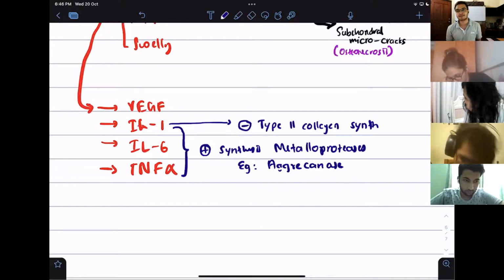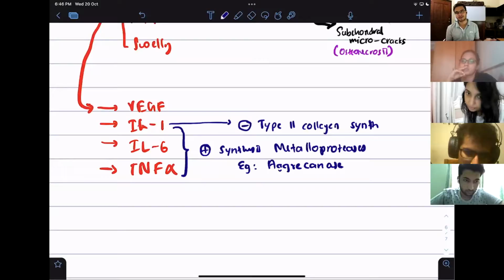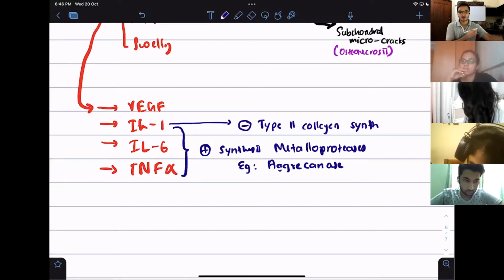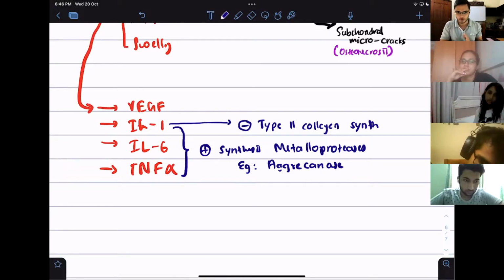Aggrecanase. What does it do? Tell me, just from the name. It destroys aggrecan, right? There are other metalloproteinases, but we don't need to talk about them. There are actually a lot, but we don't need to talk about those.